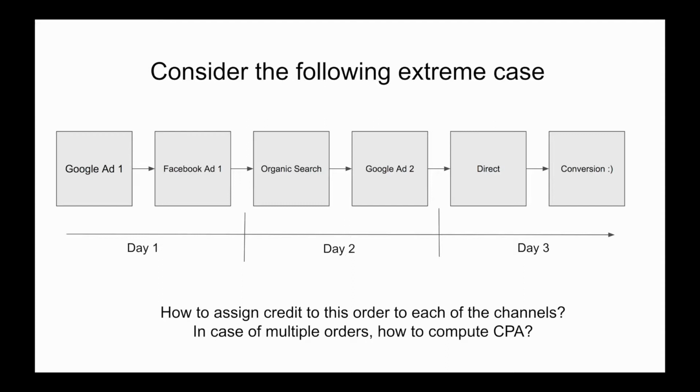Based on this journey, there are a couple of questions that need to be asked. First of all, it obviously doesn't make sense to attribute all the credit to that direct conversion that happened on day three. But how do we assign credit to every single touch point of this conversion funnel? And in case there are multiple orders and we're computing CPA for the company, trying to figure out how much return each of the ads gives, how do we compute the CPAs specifically?